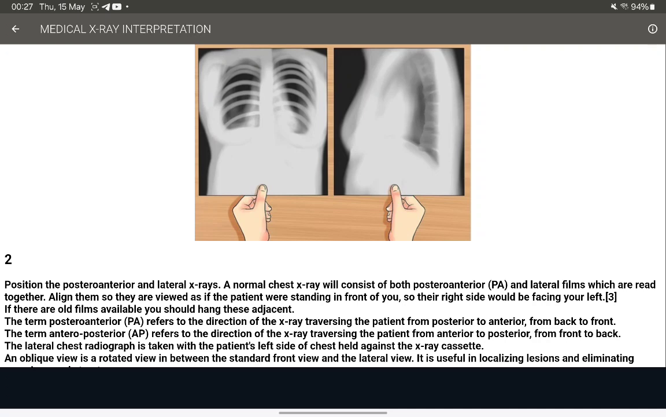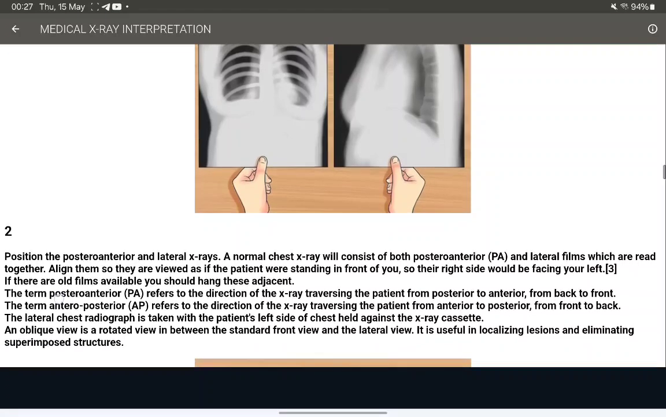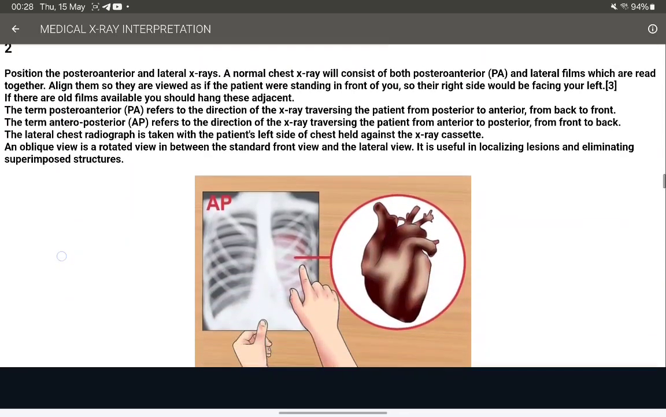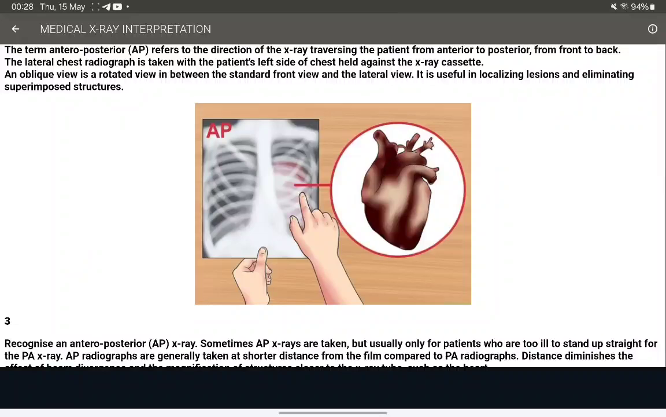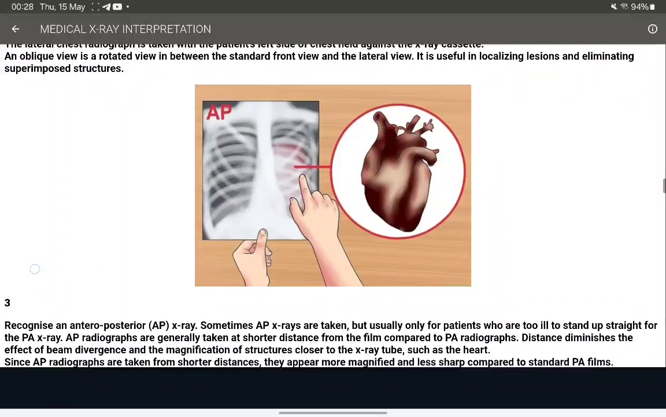An oblique view is a rotated view in between the standard front view and the lateral view. It is useful in localizing lesions and eliminating superimposed structures. These are special views that we need sometimes.